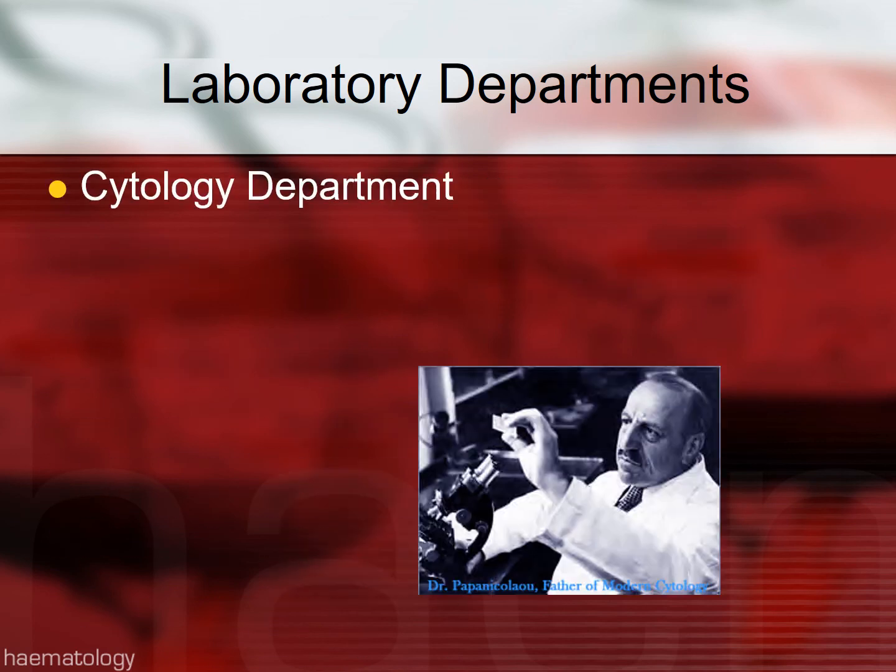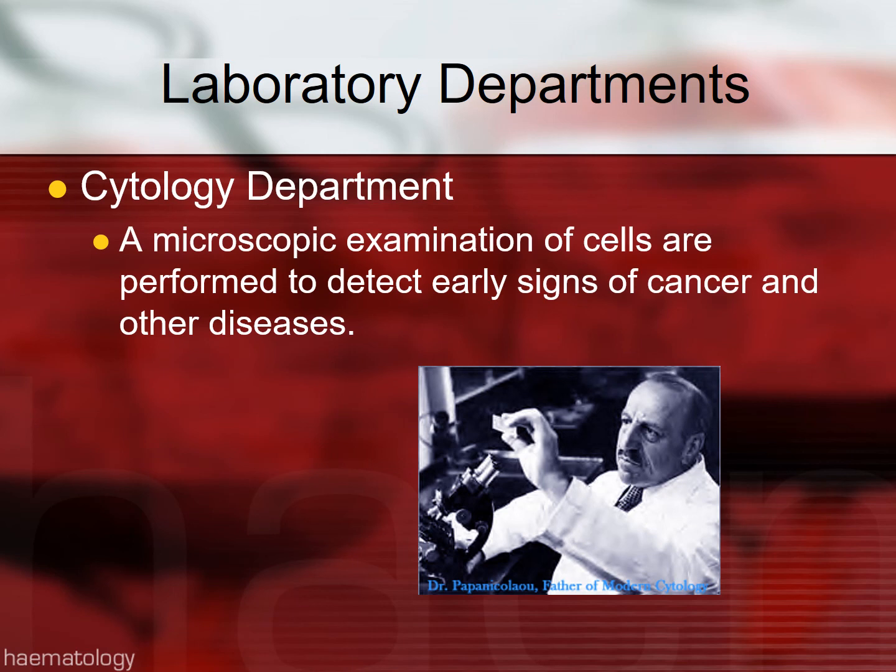We also have the cytology department. This is a microscopic examination of cells performed to detect early signs of cancer and other diseases. Again, these are specialized tests. A lot of these might be sent out. Some of these are not located in a hospital. The cytology department might be a different center in itself for testing these specifics of early signs of cancer and other diseases. So some of these, you'll notice, are not located in a hospital. Like I mentioned before, there's only a handful of departments that are needed in a hospital. The rest can be sent out.